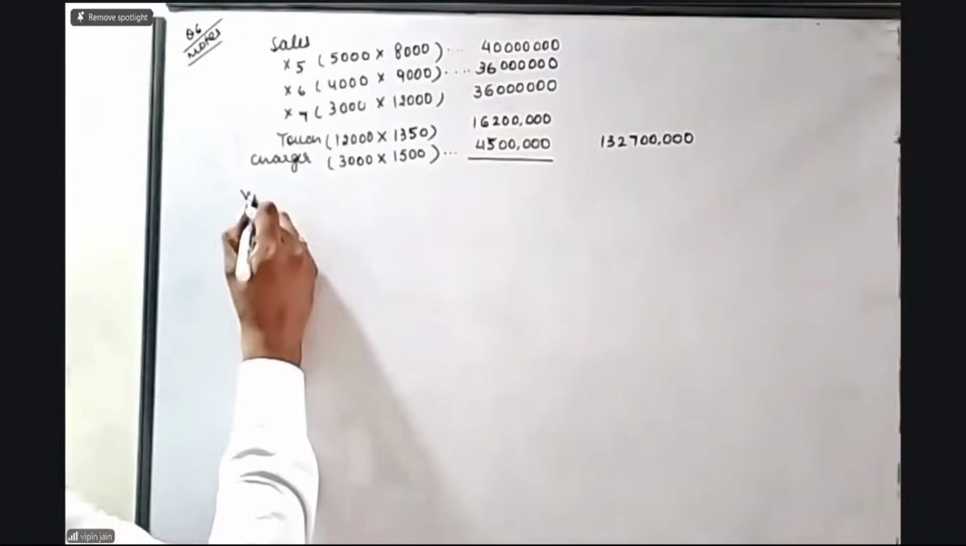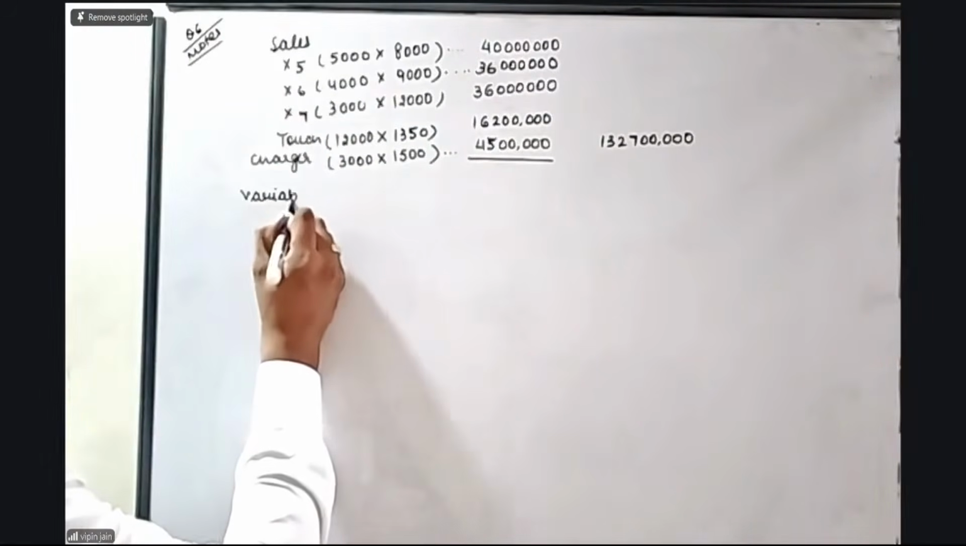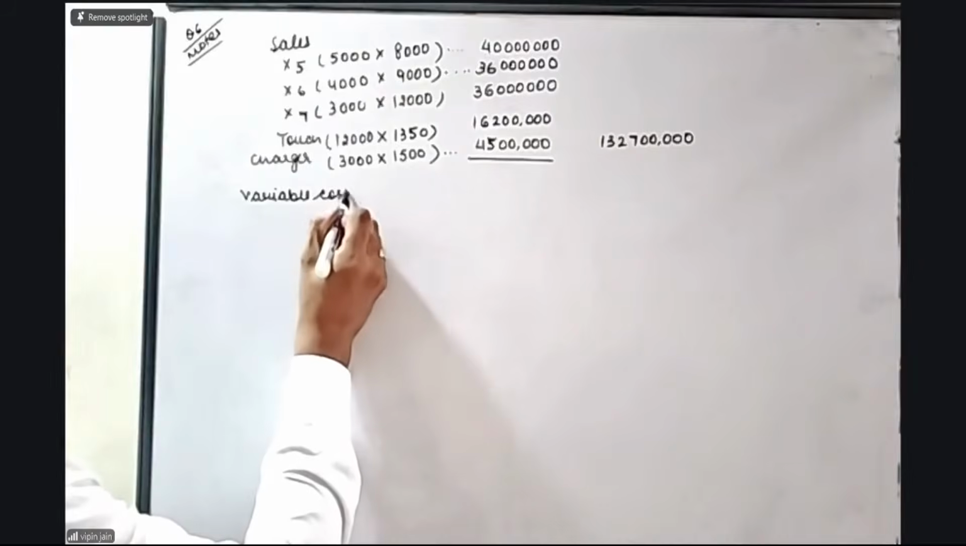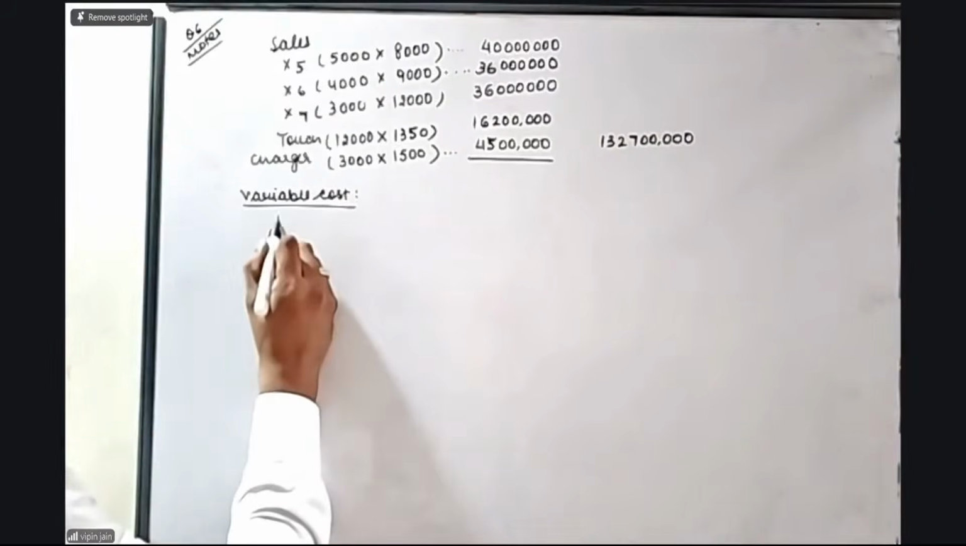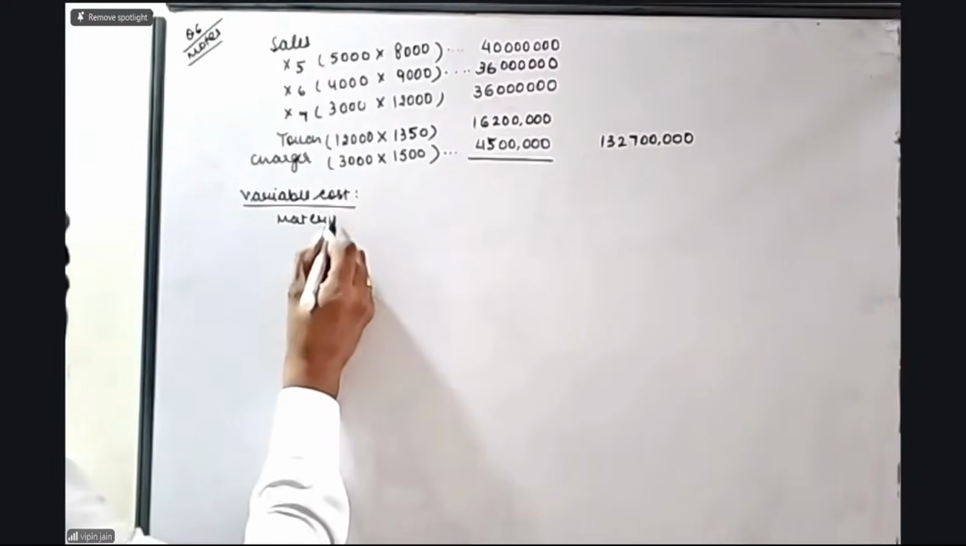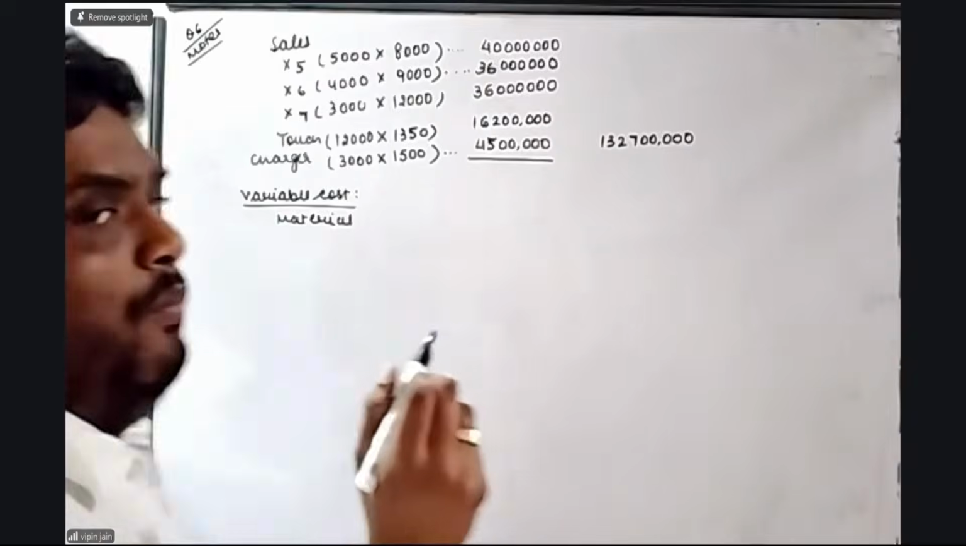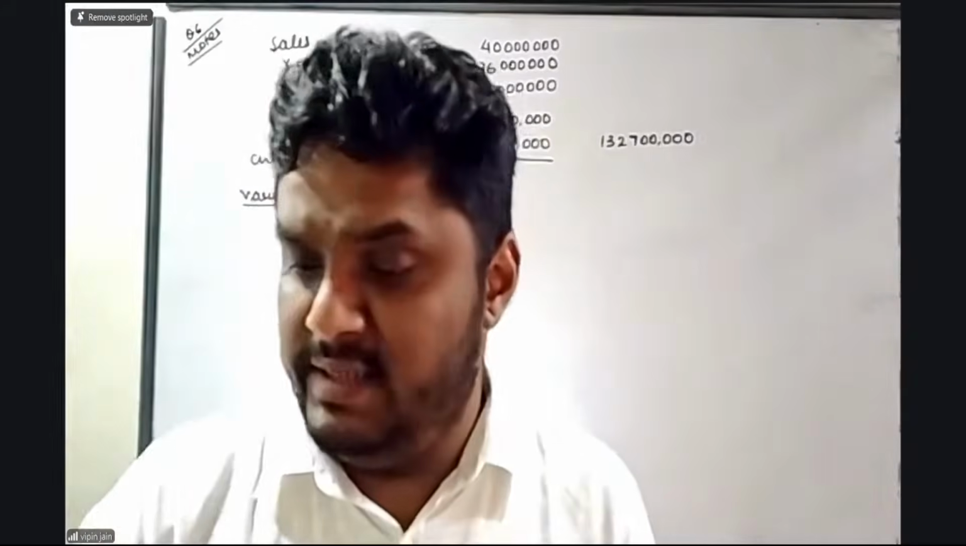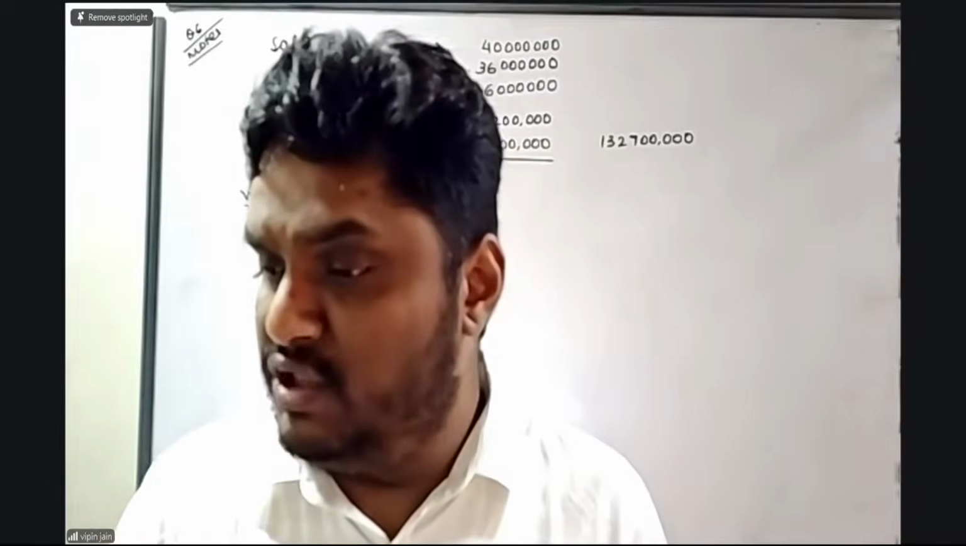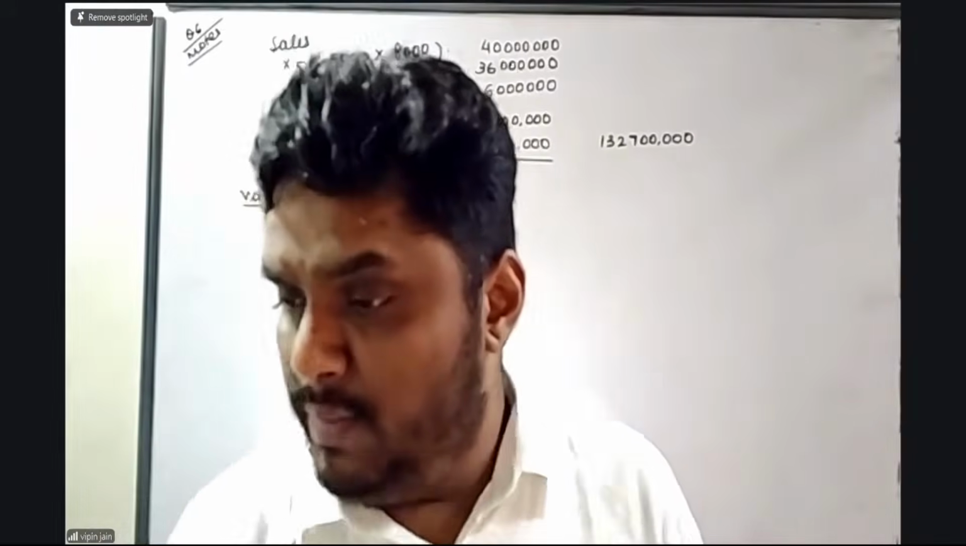Now next, let's start with the variable cost. Material X5, X6, X7 and touchpad charger. The price is given.